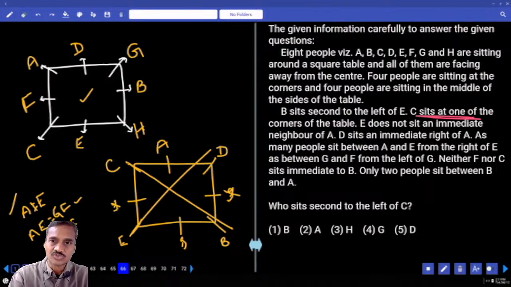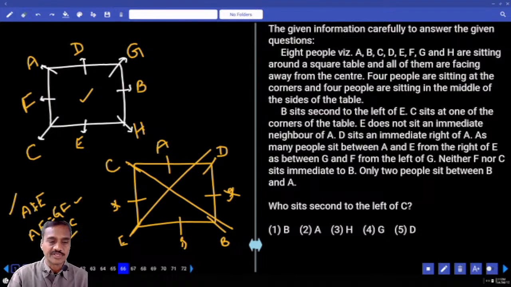Hence whenever no other definite information is given, tell me how to work on this. The very first thing you need to do is take two different possibilities: E is at the corner and E is at the center. Particularly in the PO prelims, the difficulty level would be of this kind.